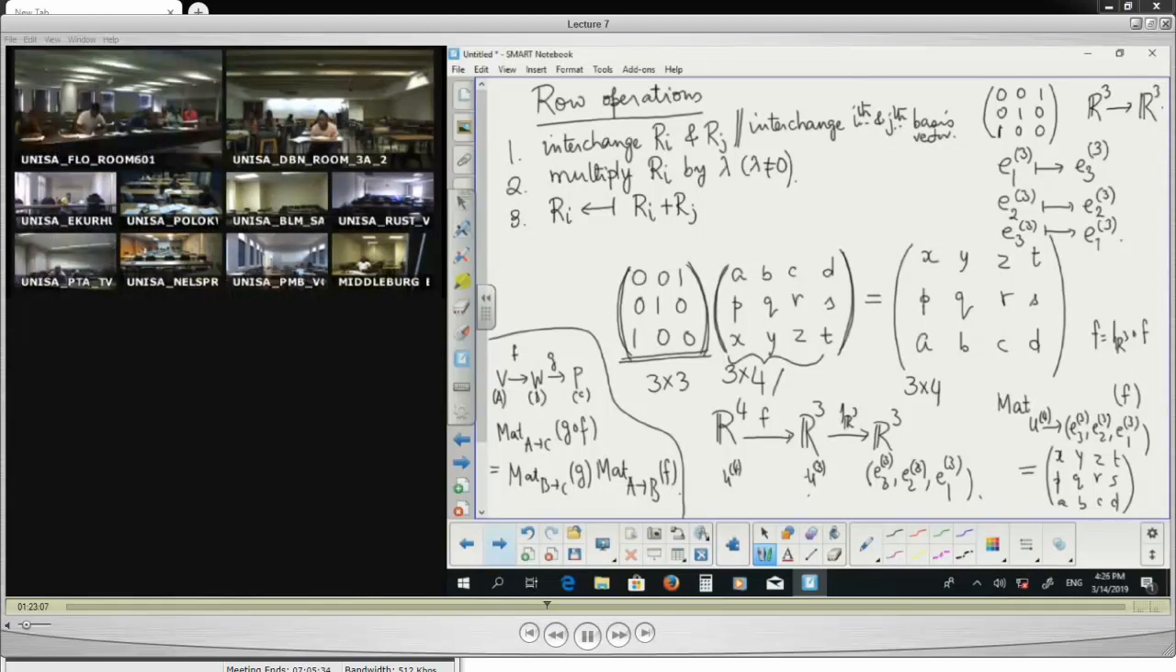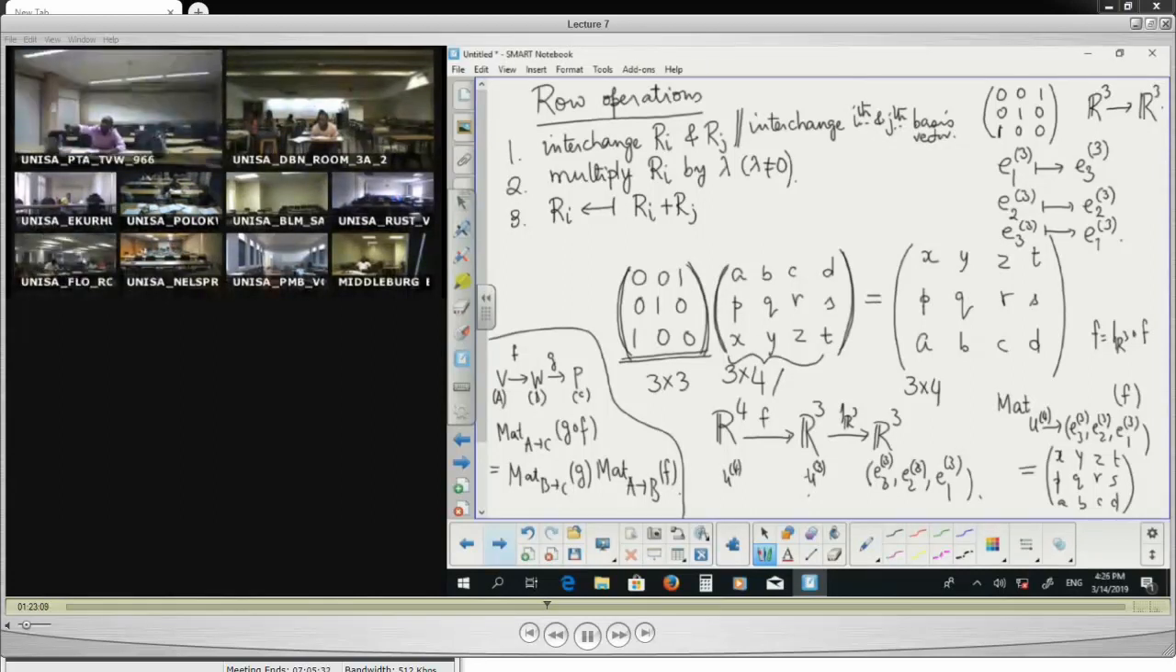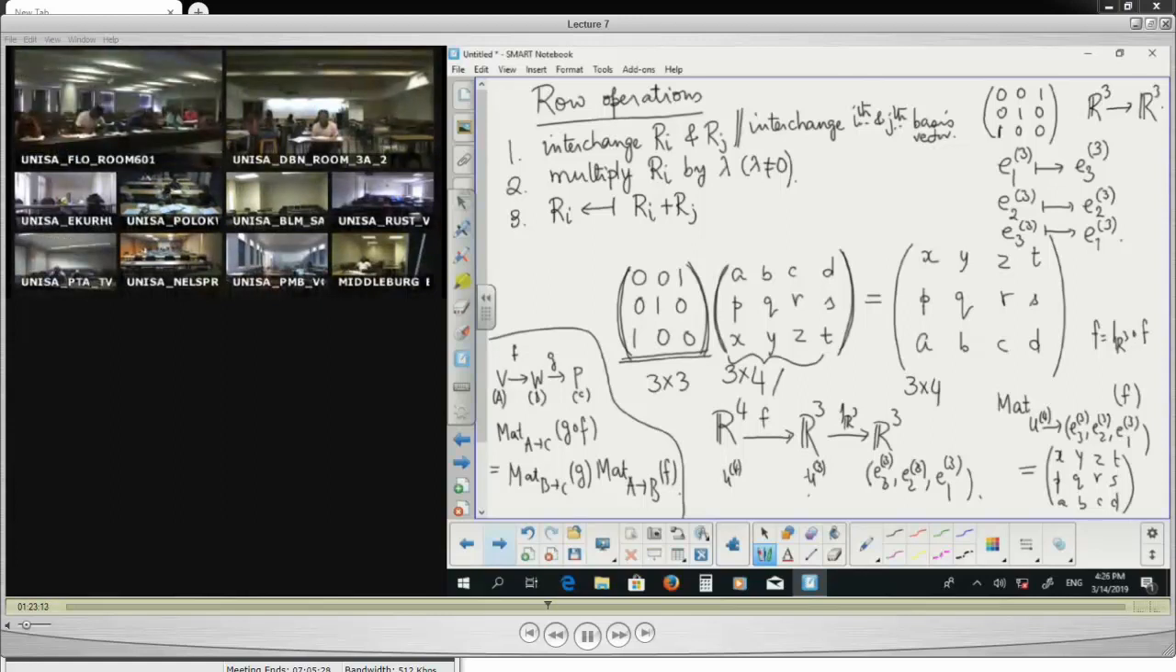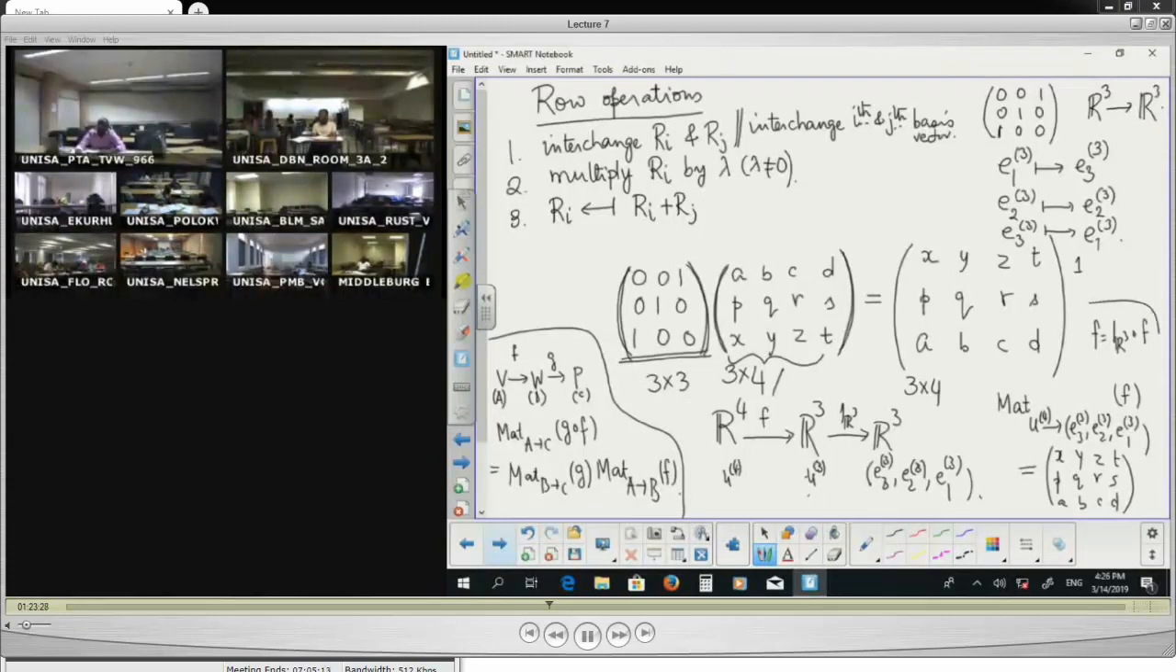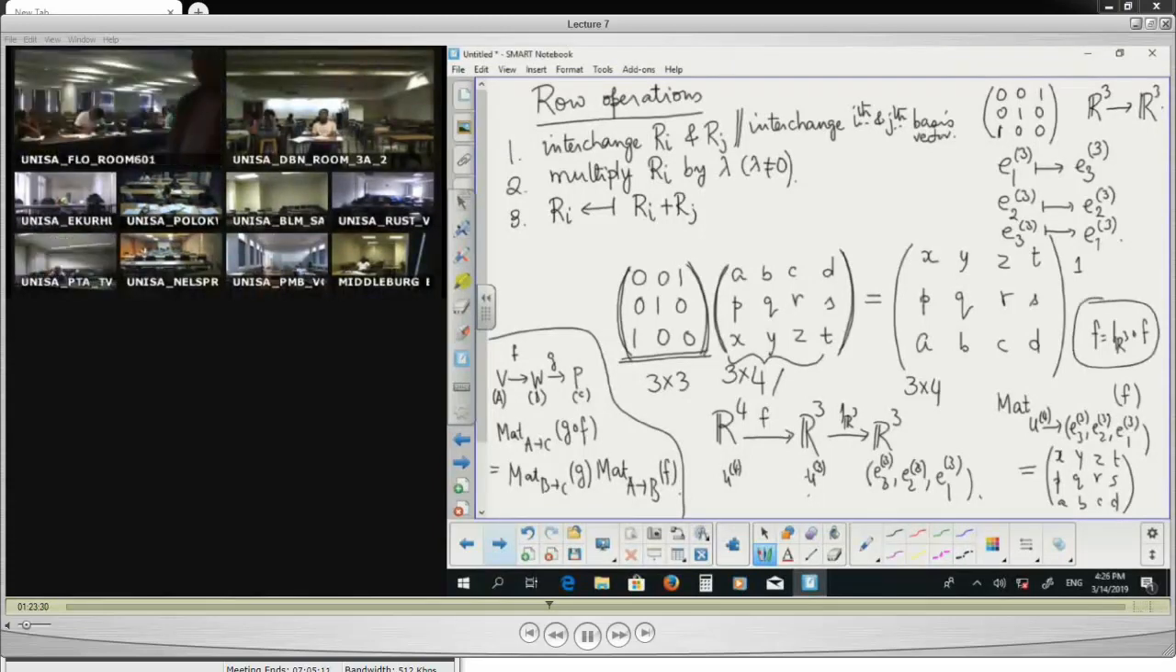Correct. What is that now? Remember, the identity linear transformation composed with anything, if it is composable, gives back the same. So identity on R3 composed with F is F.